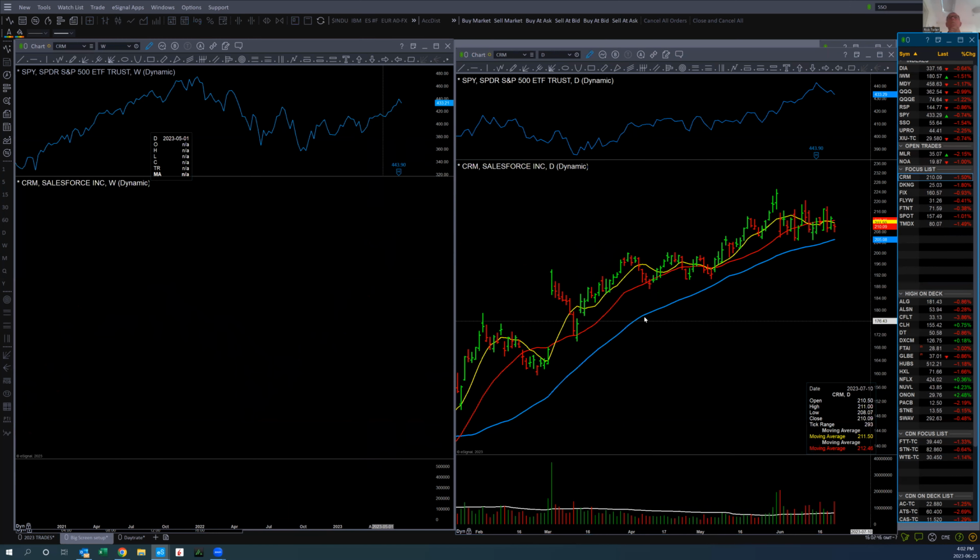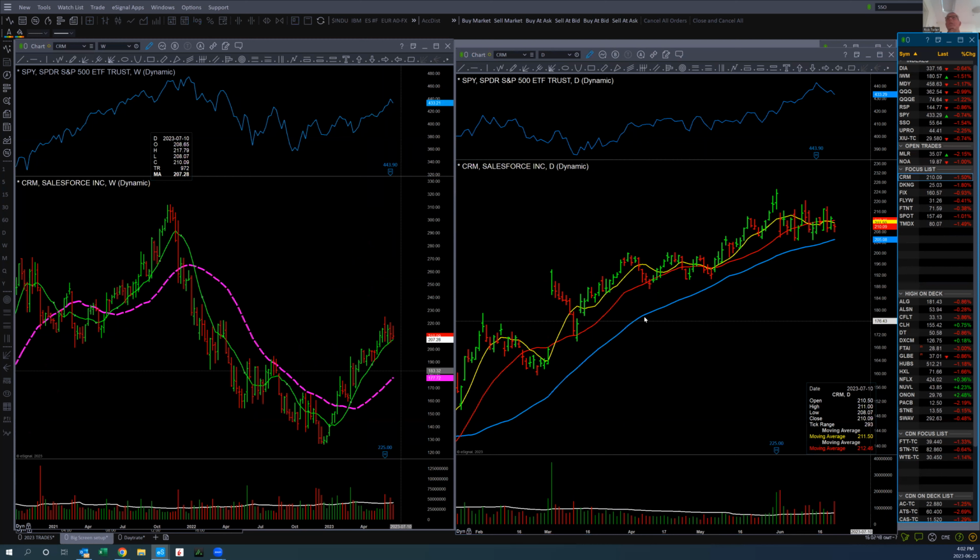Salesforce, this one's a little big in market cap. I think their market cap's 60 billion or something. It exceeds my normal threshold, but I really like this pattern. Notwithstanding, we do have some overhead supply here in the weekly chart from a couple of years ago.